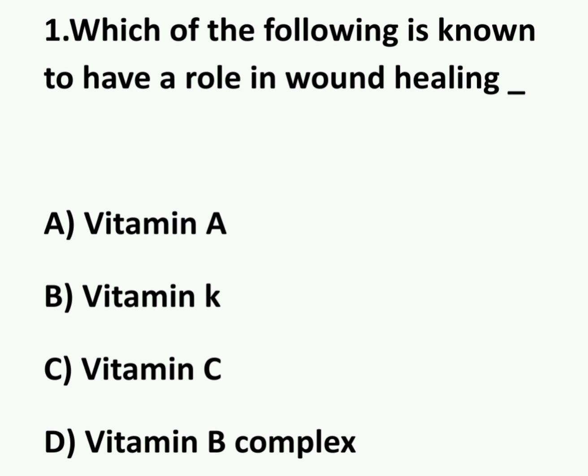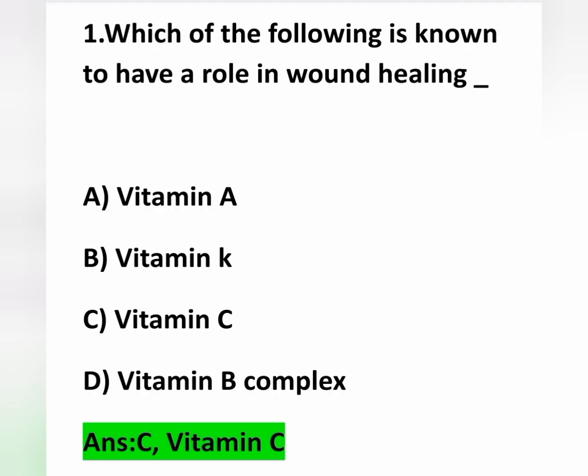First question, which of the following is known to have a role in wound healing? Options: option A vitamin A, option B vitamin K, option C vitamin C, and option D vitamin B complex. Wound healing is vitamin C. Vitamin C is also known as ascorbic acid, which is important for wound healing.